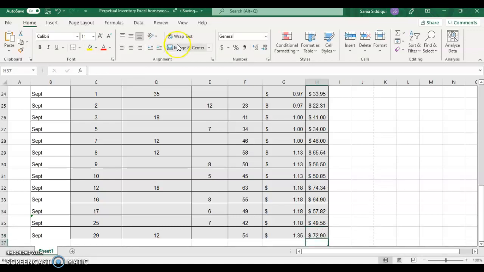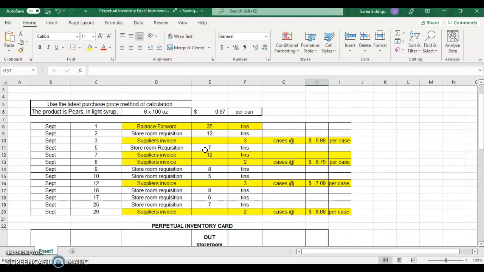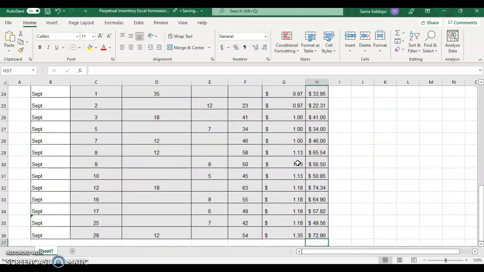Woohoo! We did it! Now we can confirm using our handwritten calculations, and everything adds up. And that is all. We've completed the perpetual inventory card. Thank you so much for listening.